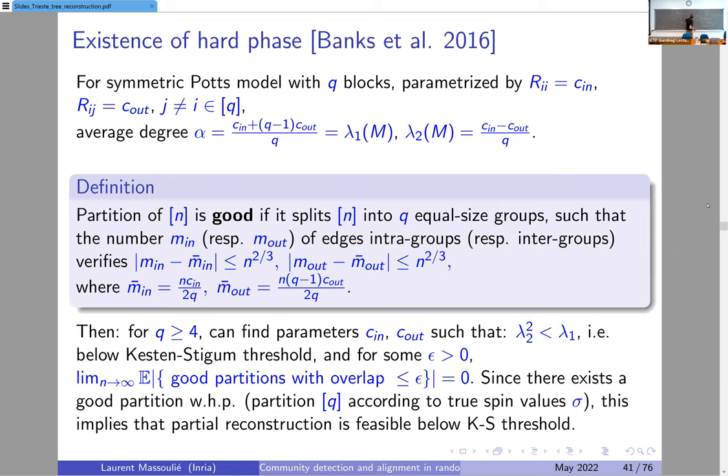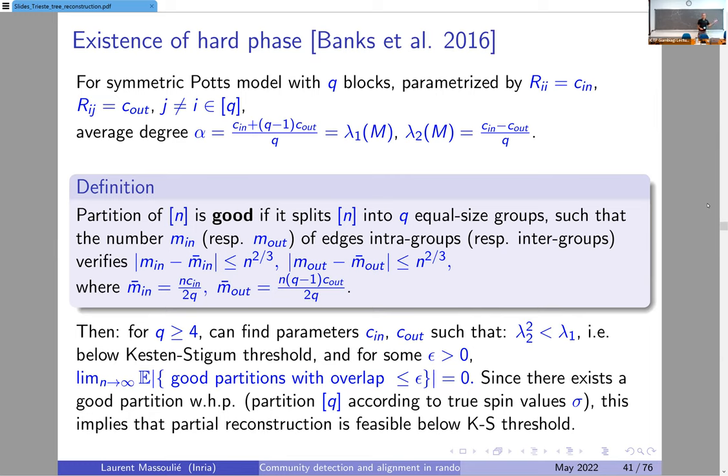So on this slide, I call C in the probability of putting an edge. So if I have two nodes in the same block, so sigma i equals sigma j, then the probability that i is a neighbor of j, given the vector of spins, is given by C in over n. And if sigma i is distinct from sigma j, then this is equal to C out over n. So these are my two parameters in that model, plus the number of blocks Q.